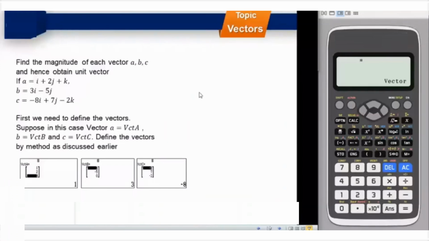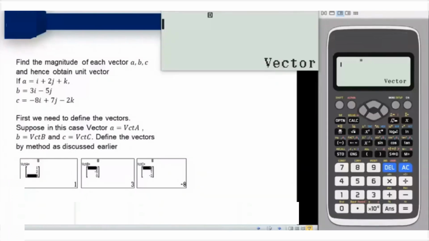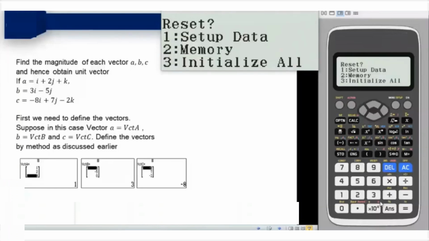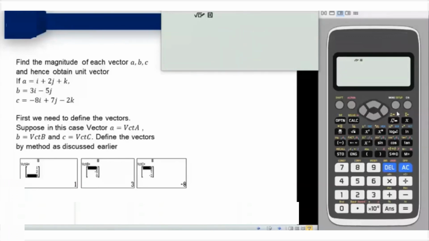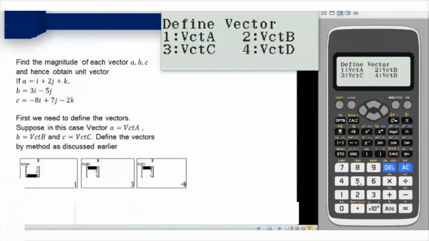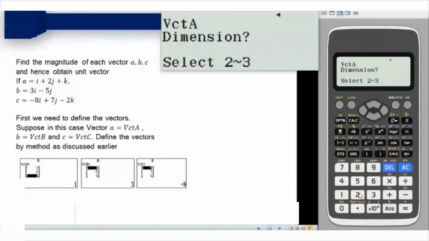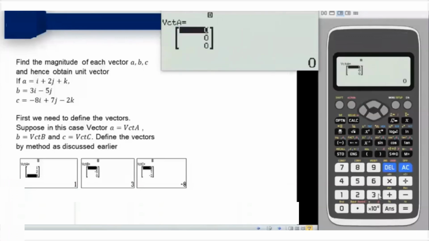So let's first define the vectors. In order to define the vectors, we need to clear the previous function stored in the calculator. So I will reset the calculator. Shift 9 3 is equals to AC. Now I will move on to menu 5, which is vector. Vector A is a three-dimensional vector. I, that is 1, is equals to 2 is equals to 1.